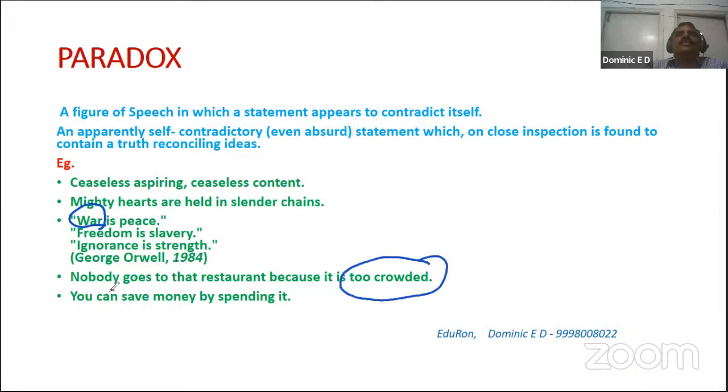Nobody goes there because there are certain hotels or certain restaurants, certain places where so much crowd would be there. So what happens? People have a tendency to move away from that. Okay. So from that, you can say that's actually kind of a self-contradictory statement. Say nobody goes to the restaurant because it is too crowded. You can save money by spending it. And that is investment. So these are all paradox.